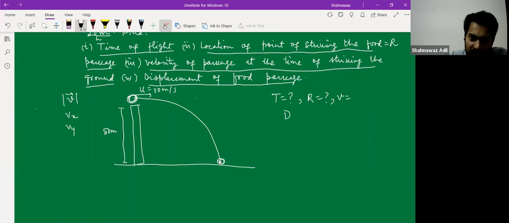So what will be the displacement? Arpit. Yes, sir. So what will be the displacement from this point to this point? The shortest path, right? So this is the displacement, right? Yes, sir. So they are asking about this.